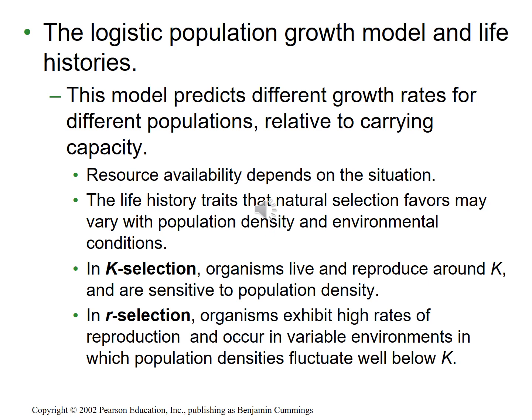The other type of life history, so just the way that the organisms live, since different species have different life cycles and histories, would be the R-selected species. Those are the organisms that exhibit really high rates of reproduction, and they occur in variable environments, not so stable, and the population densities fluctuate, but they're well below K, so they're not sensitive to resource limitation.